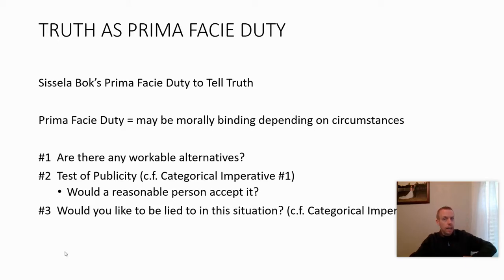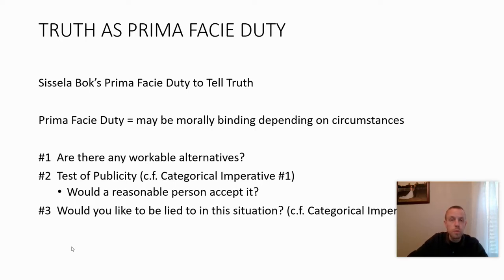Now, Ross has the prima facie duty. A prima facie duty is different because it's not an absolute. It may be morally binding depending on the circumstances. So it's more circumstantial. These 3 are meant to echo what was seen previously in the absolute duty of Kant. So 1, are there any workable alternatives? Are there alternative circumstances? 2, there's a test of publicity, which kind of connects with the universality of the categorical imperative first formulation. Would a reasonable person accept what is happening? The telling of a truth, or say the telling of what might be termed a white lie.